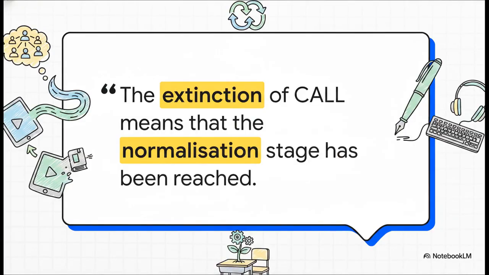I want to leave you with this really powerful, kind of mind-bending idea. Some experts say that the ultimate goal of CALL is for it to go extinct. This is the basis for a key true or false question in your bank. So what on earth does that mean? It means the technology becomes so normal, so perfectly integrated into the classroom that we don't even need a special name for it anymore. It just becomes teaching. Like we don't say "pen-assisted writing." So if that question asks if the extinction of CALL means normalization has been reached, the answer is absolutely true.